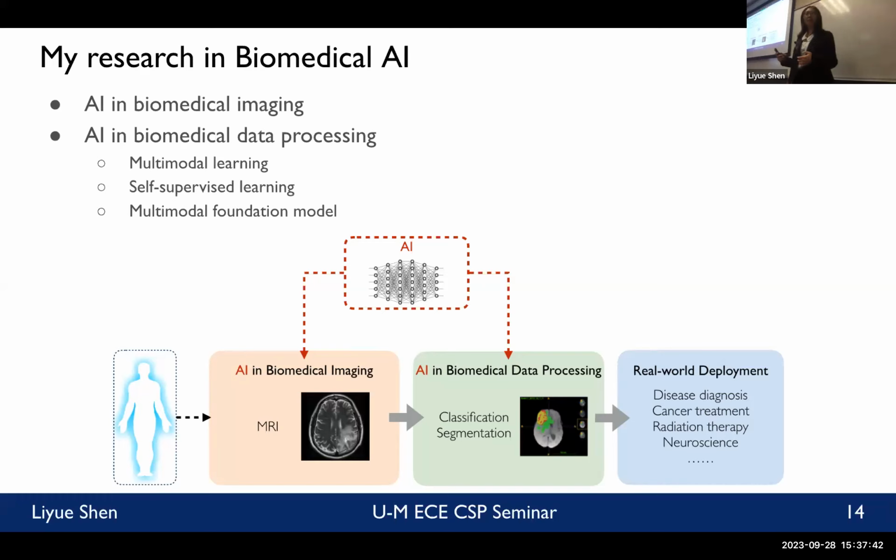And for the second part, about the AI in biomedical data processing, I'm very interested in multimodal learning, as we know that medical data is inherently multimodal. So how can we combine the information there? And also self-supervised learning: how can we deal with the data limitations or bottlenecks from the biomedical applications? That's also a very important problem.